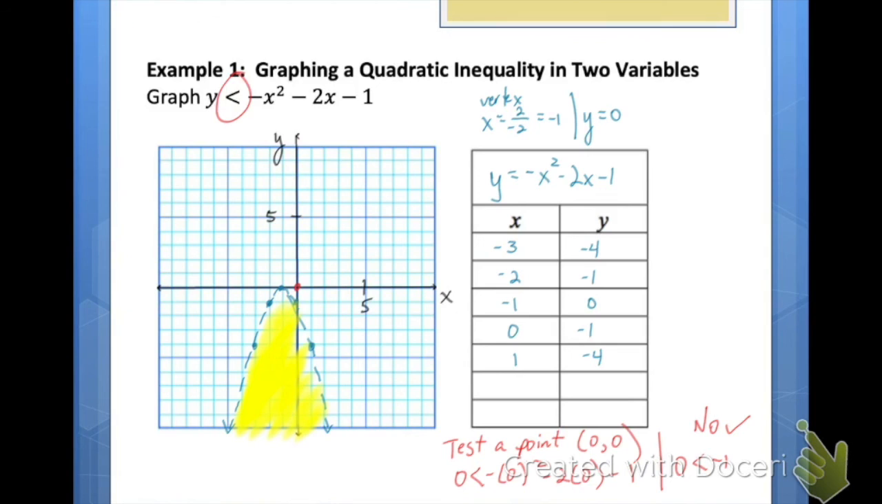So all the points that are underneath that parabola and below, if I picked out any xy pair and plugged it into my inequality, it would make a true statement. So that's how you quote-unquote solve inequalities in two variables. You graph them, and then you shade the region that satisfies the inequality that makes it true.